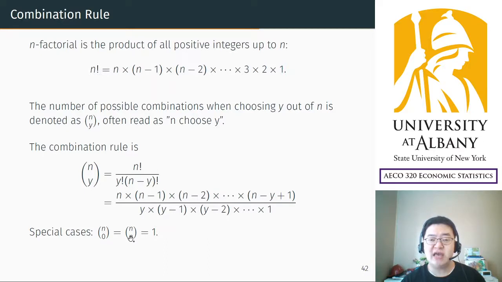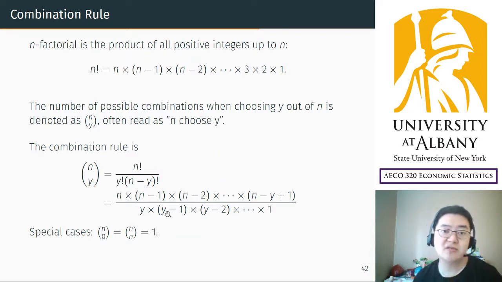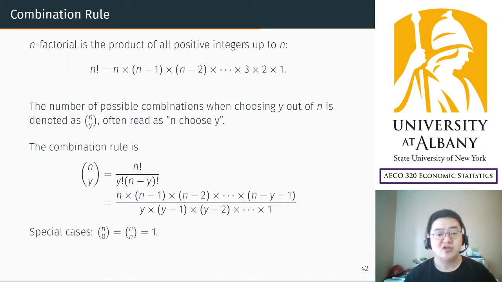Or n chooses n. When there are n reservations and there are n cancellations, how many possible cases? Only one case. Everything is cancelled. So in this special case, the denominator becomes 0 factorial. So we are simply using 1, and it's intuitive. The number of combinations is 1 when everything should be cancelled or should not be cancelled.